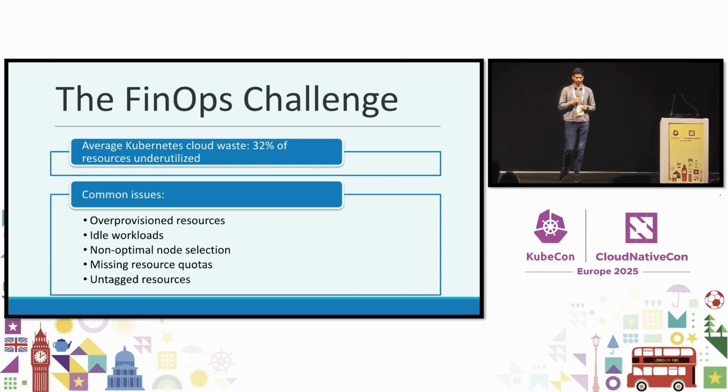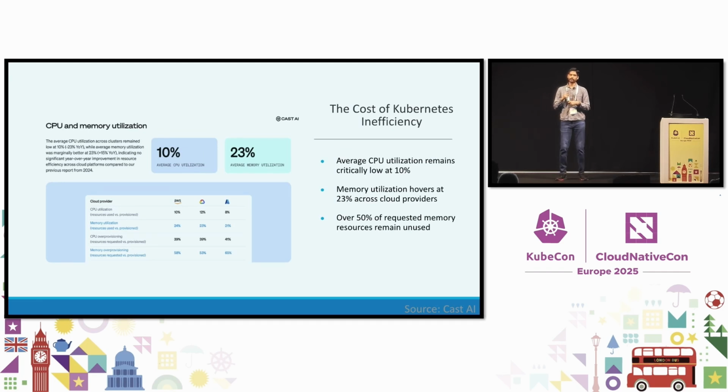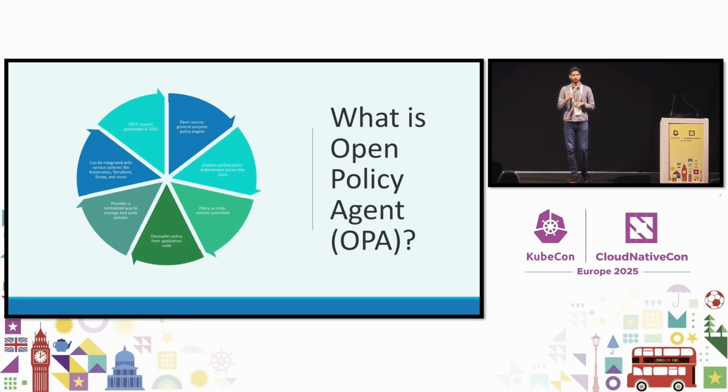This is the latest Cast AI report, which says that in a group of surveyed Kubernetes clusters, only 10% of the CPU was being utilized and only 23% of the memory was being utilized, so over 50% of the memory is wasted. We are just paying for it, but we are not really using it. So I would say we need some guardrails here to protect cloud spend. That's why we can make use of OPA.